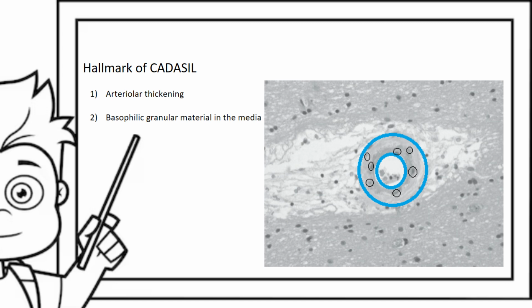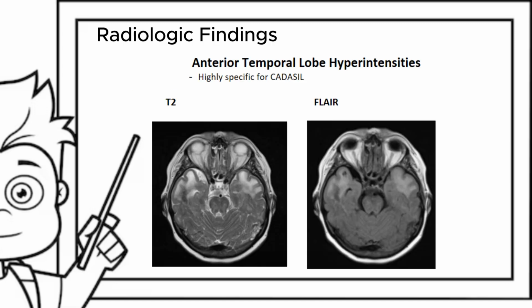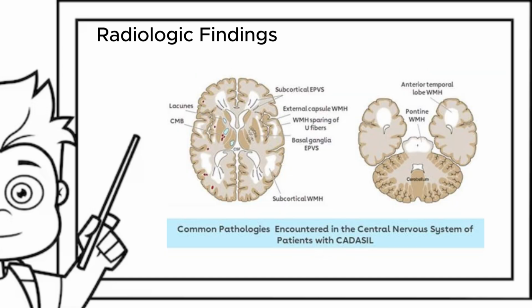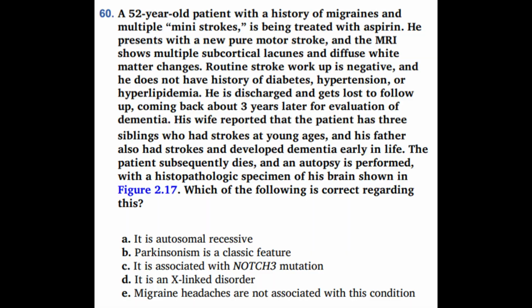Think of these deposits as toxic clutter. They damage the wall of the blood vessel, they impair autoregulation, and they predispose to infarct and leukoencephalopathy. Radiologically, CADASIL has some textbook clues on MRI. You tend to see T2 FLAIR hyperintensities in the anterior temporal lobes, which is highly specific, the external capsule, and the periventricular white matter. You will also see lacunes in the basal ganglia, thalamus, and the deep white matter, which is classic for small vessel disease.